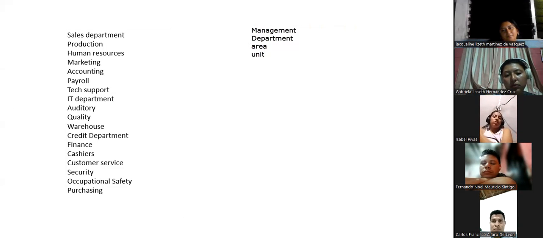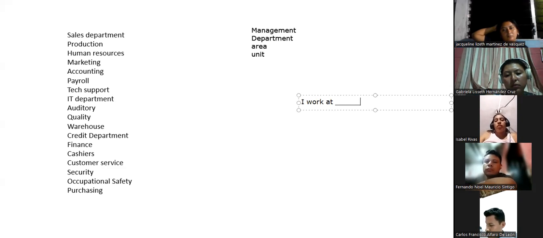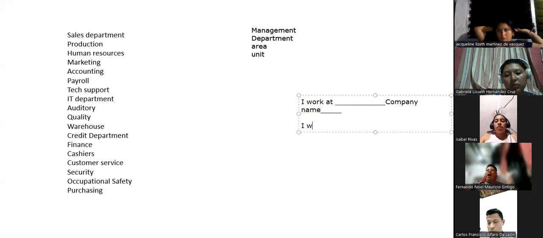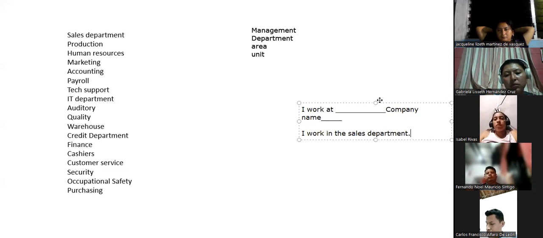But now, the specific thing we want to answer is, where do you work, right? Well, I work at, and I say the company name, and I say I work in the sales department. So this is the important part. To answer where do you work, I say I work at the company name, and I work in the department, or the area, or the unit, or the management. Okay, so let's go to this other part.